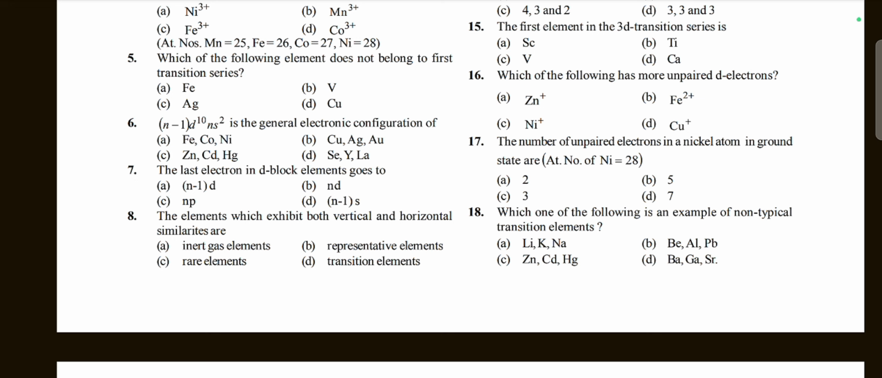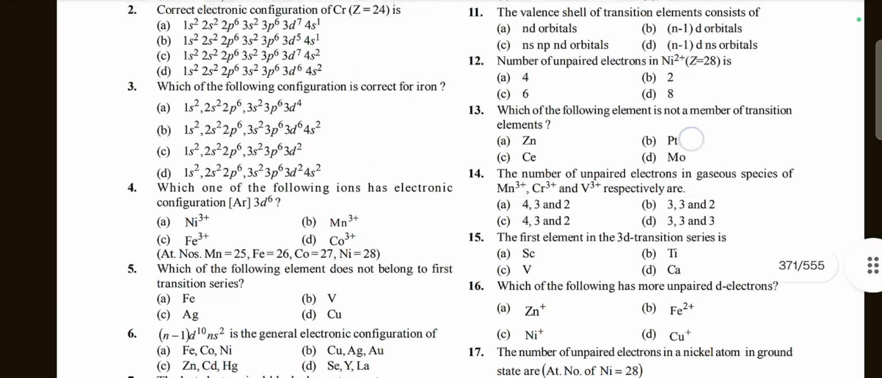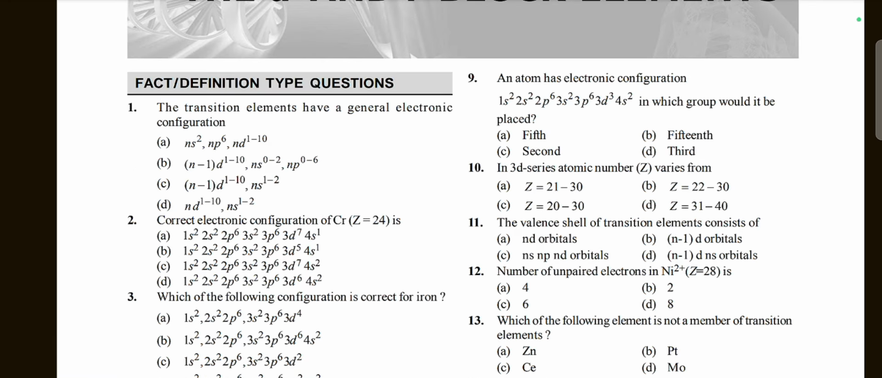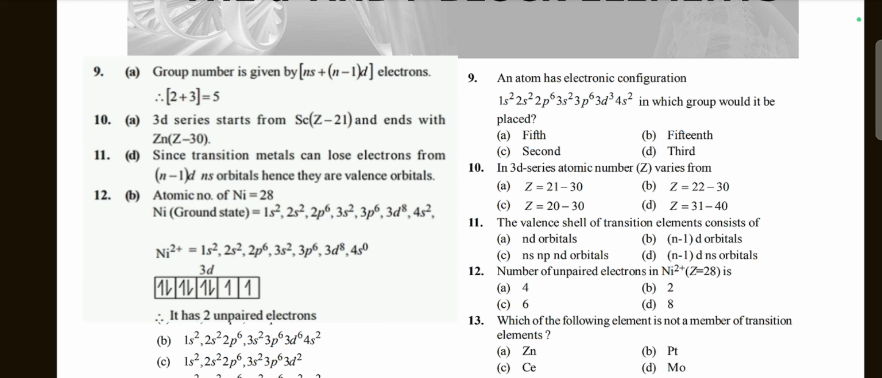The elements which exhibit both vertical and horizontal similarities are transition elements. So transition elements, due to similar sizes, exhibit both vertical and horizontal similarities. An atom has electronic configuration 1s2, 2s2, 2p6, 3s2, 3p6, 3d3, 4s2. In which group would it be placed? So it will be placed in fifth group. Group number is given by ns plus (n-1)d electrons. So here 2 plus 3 will be equal to 5. So fifth group. Option A will be the answer.